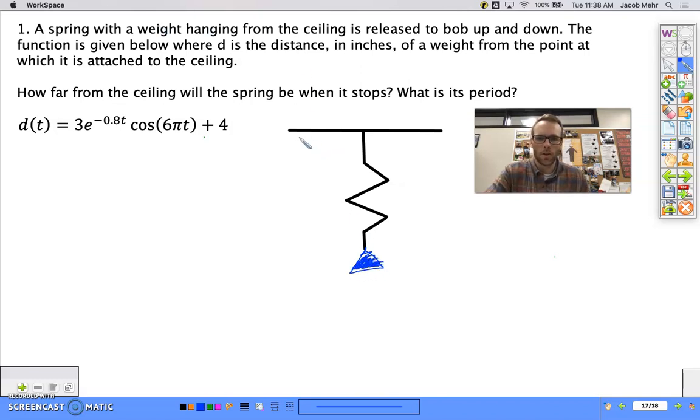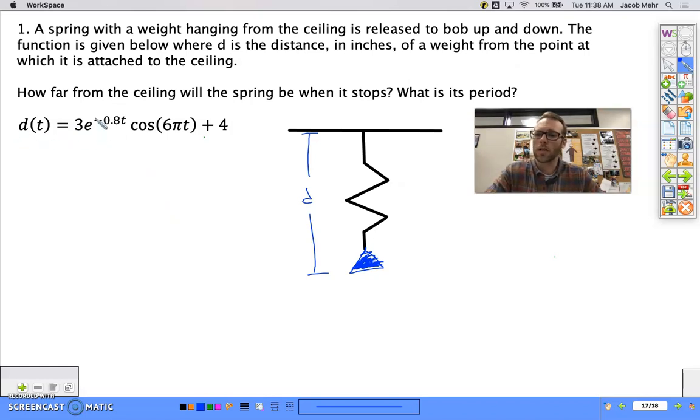Now, the function d gives the distance that the weight is from the ceiling. So it's always going to be positive, right? That's one thing that we should point out. How far from the ceiling will the spring be when it stops? What is its period? By period, I mean its oscillatory period, because we know that the amplitude is going to change. So here's the function.